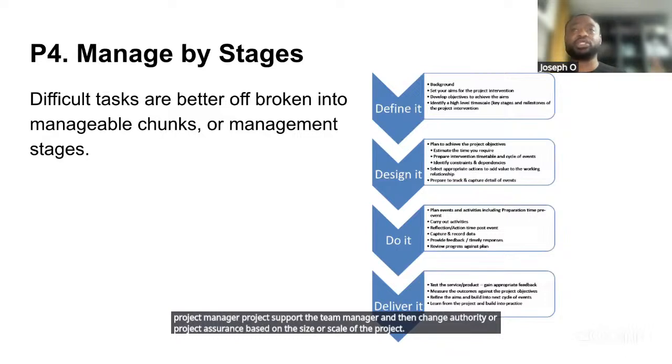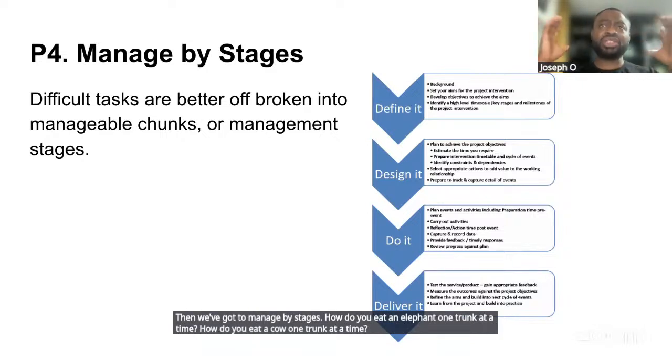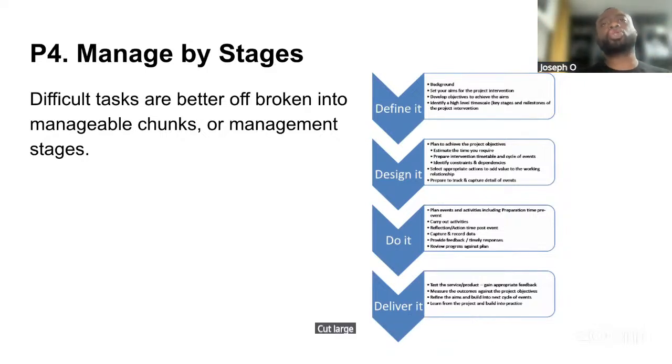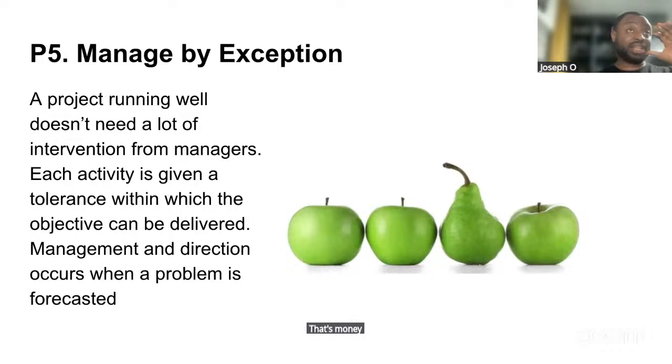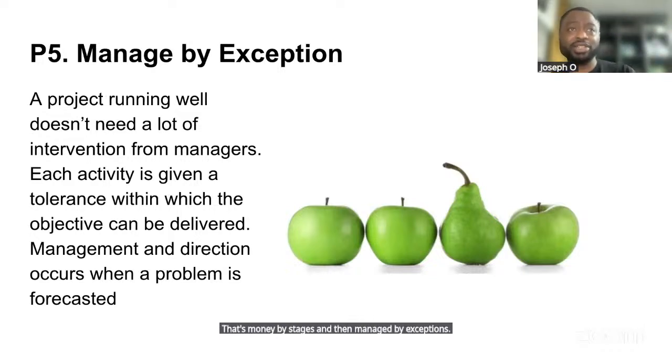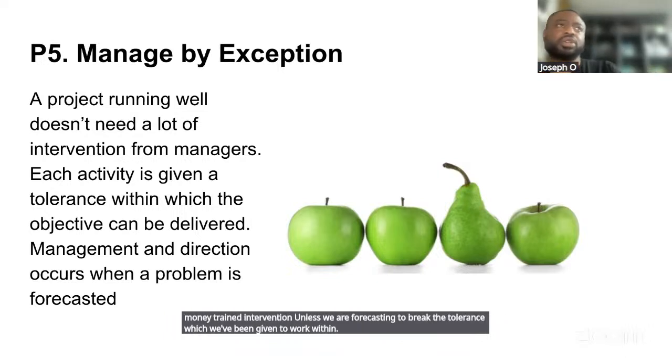Then we've got managed by stages. How do you eat an elephant? One chunk at a time. How do you eat a cow? One chunk at a time. Cut large tasks into manageable chunks and then deliver each phase and move through it. That's managed by stages. And then managed by exceptions. There is no need for any management intervention unless we're forecasting to break the tolerance which we've been given to work within. That is when management comes in.